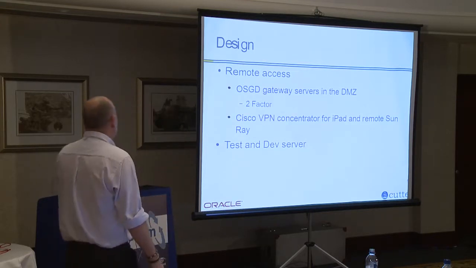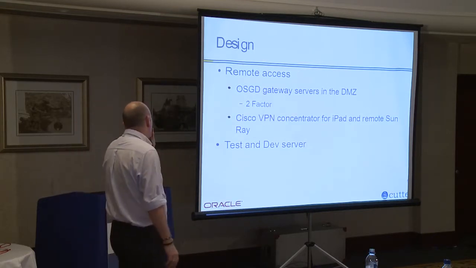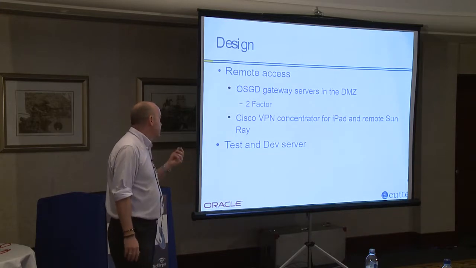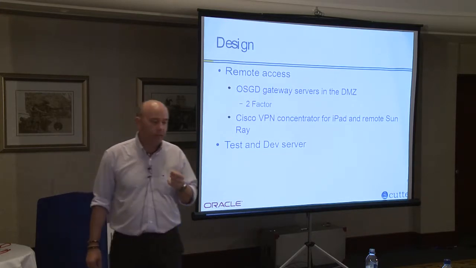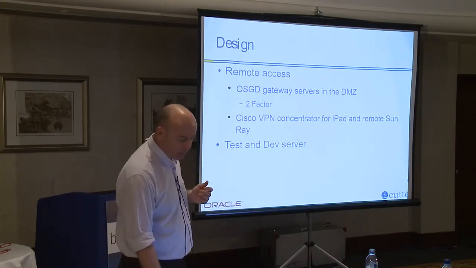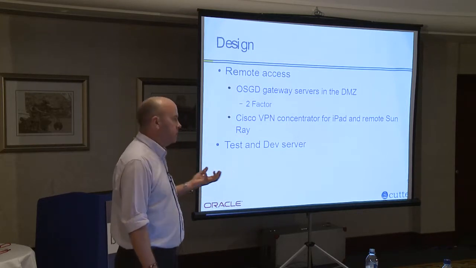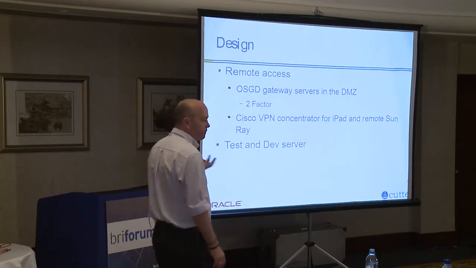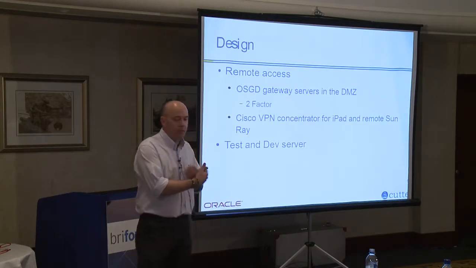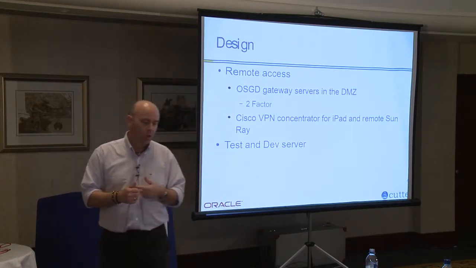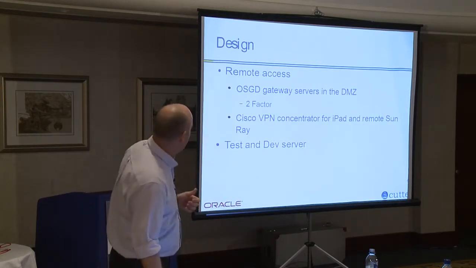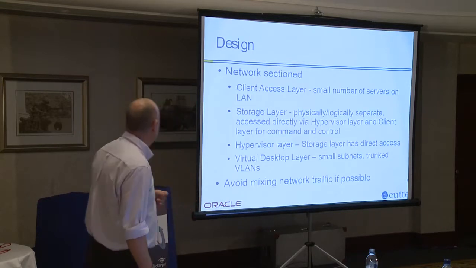We've got a Cisco VPN concentrator for iPad connectivity and also for remote Sunrays, where there are 2 or 3 Sunrays in a couple of remote offices. The Sunray itself, inside its firmware, has the ability to be programmed for VPN to talk to either Cisco or Juniper firewalls. And there's a test and dev server in there to do sandboxing and all kinds of bits and pieces.